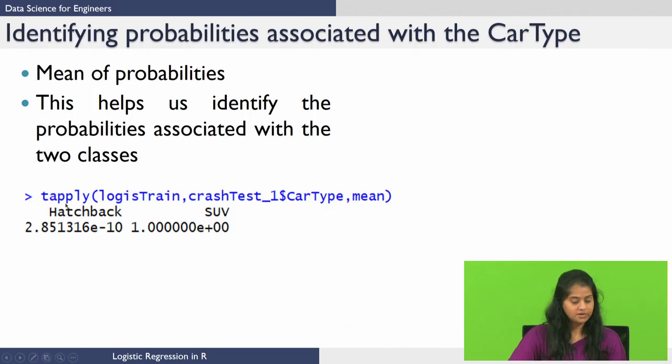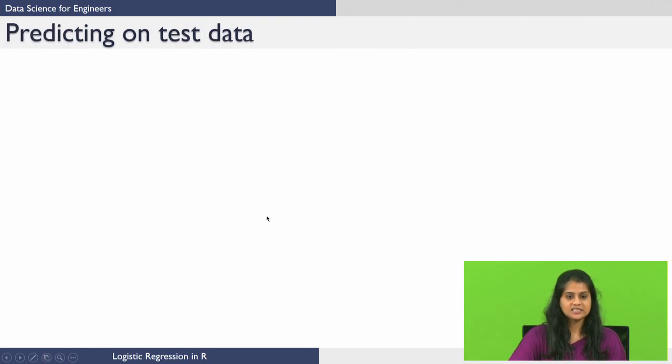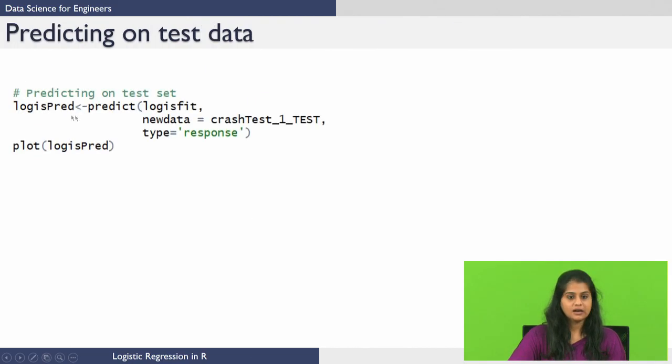Now, if you run the command, I have the probabilities associated with each car type. For hatchback, it is really low, it is 2.85 into 10 power minus 10, whereas for SUV it is 1. So, this tells us that the lower probabilities are associated with the car type hatchback, whereas the higher probabilities are associated with the car type SUV. So, now let us predict this on the test data. I am again going to use the predict function.